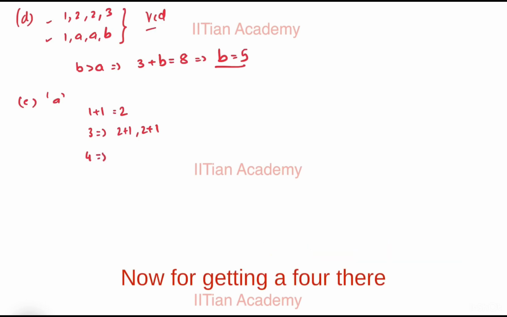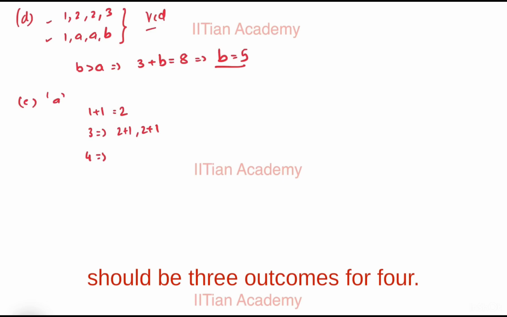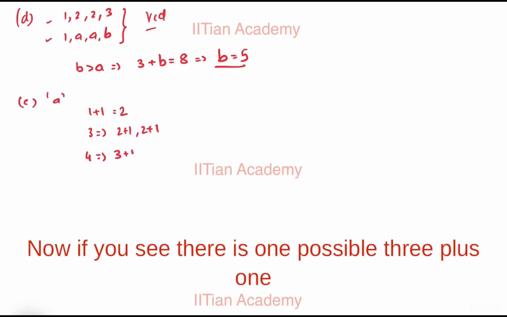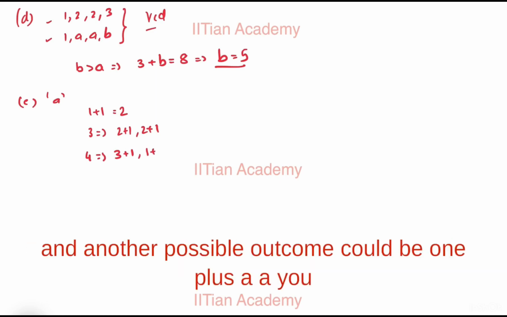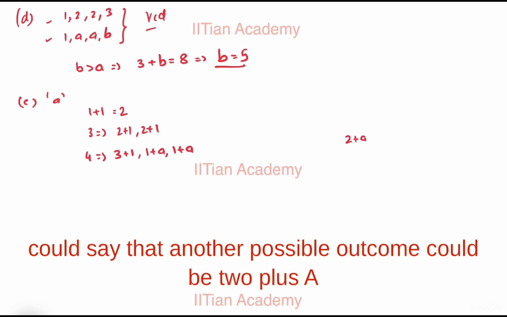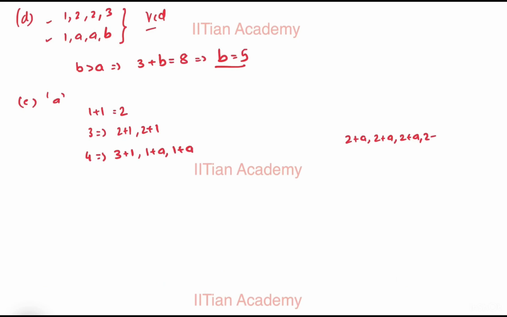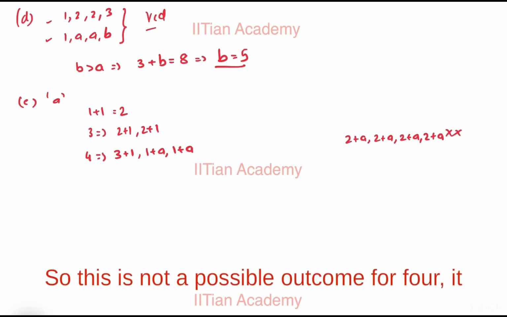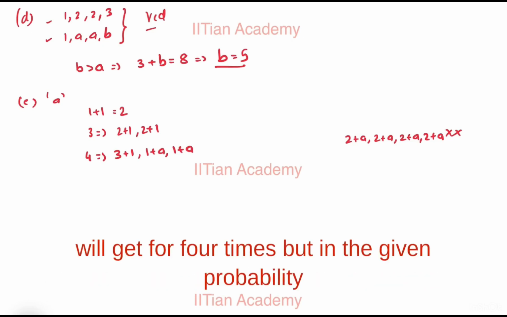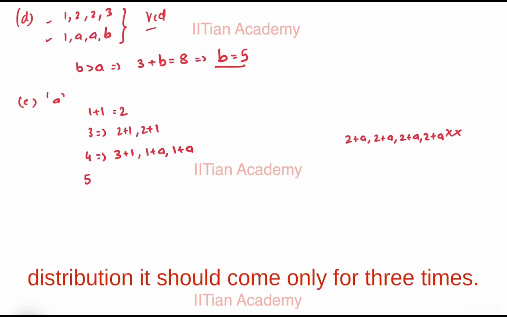Now, for getting a 4, there should be 3 outcomes. There is one possible outcome of 3 plus 1, and another possible outcome could be 1 plus a. You could say that another possible outcome could be 2 plus a, but then it would be 2 plus a twice, and it would come 4 times. So this is not a possible outcome for 4. It will occur 4 times, but in the given probability distribution, it should come only 3 times.